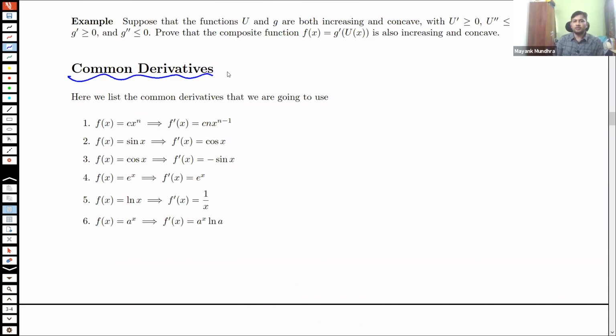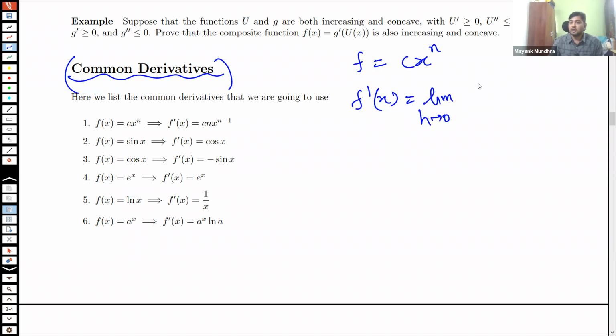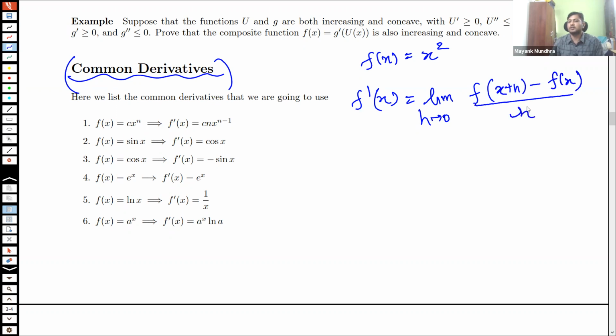So let us find some common derivatives. Look at how differentiation works. So let's say the function is f equals c x to power n. I want to find this derivative at any value x. So I want to find f prime at x. So this is going to be limit h tending to 0, f of, let's start with a simpler one. Let's say f of x equals x squared. I want to find f of x plus h minus f of x upon h.